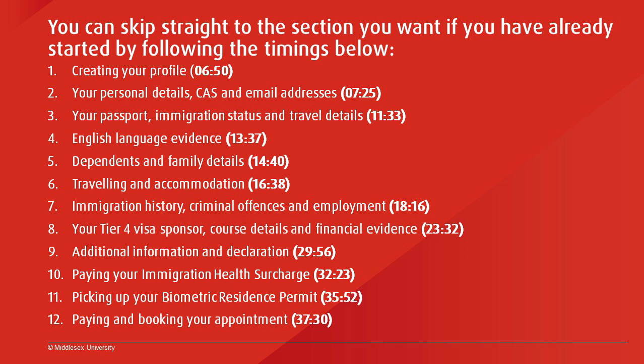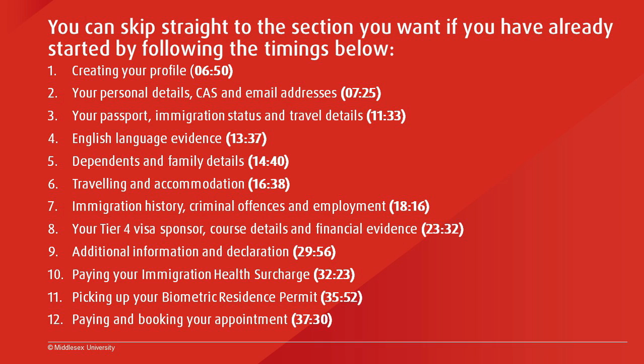The form is split into a number of sections, so you're going to need to click on the time code for the one that you're actually looking for, or of course you can follow them through one by one to complete the whole form. Section 1, creating a profile. You'll only need to do that once. Section 2, your personal details, details of your CAS, and your address.